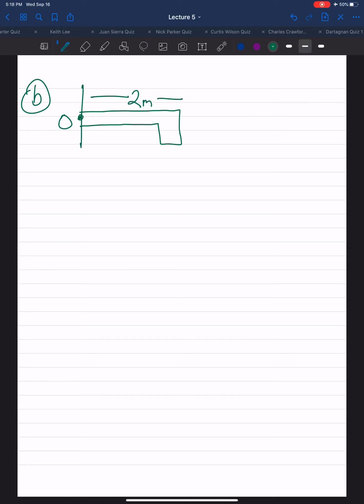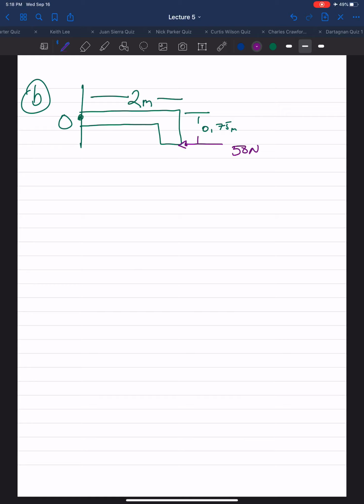Distance 2 meters. Distance of 7.75 meters. And we have a force here of 50 newtons. Now we set our line of action.